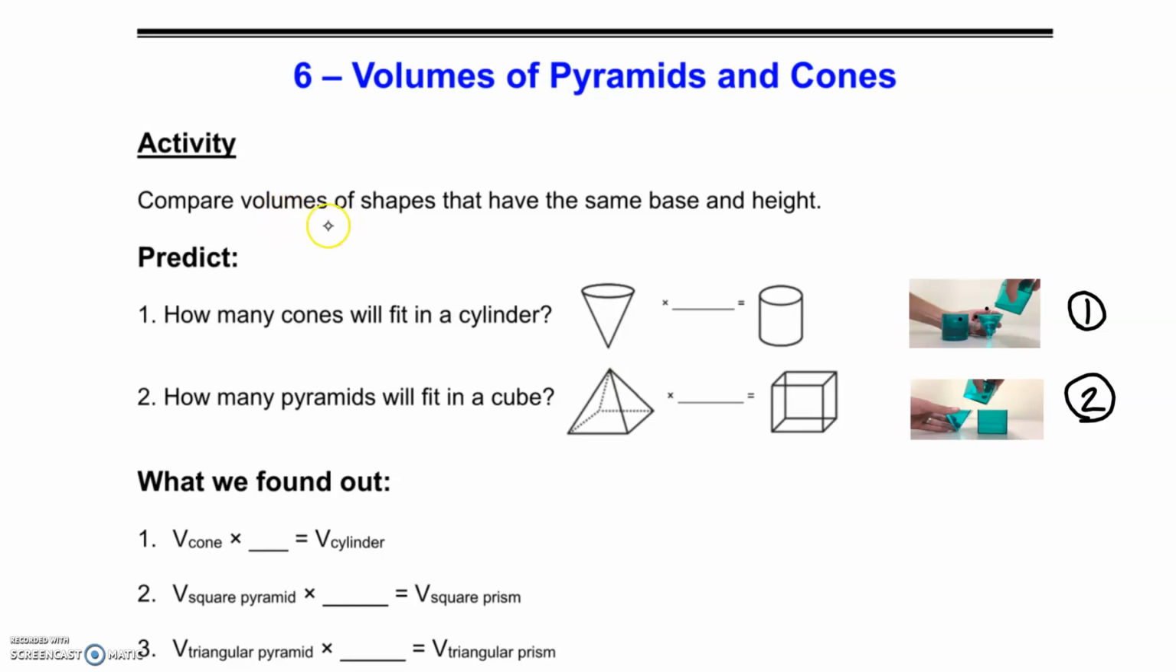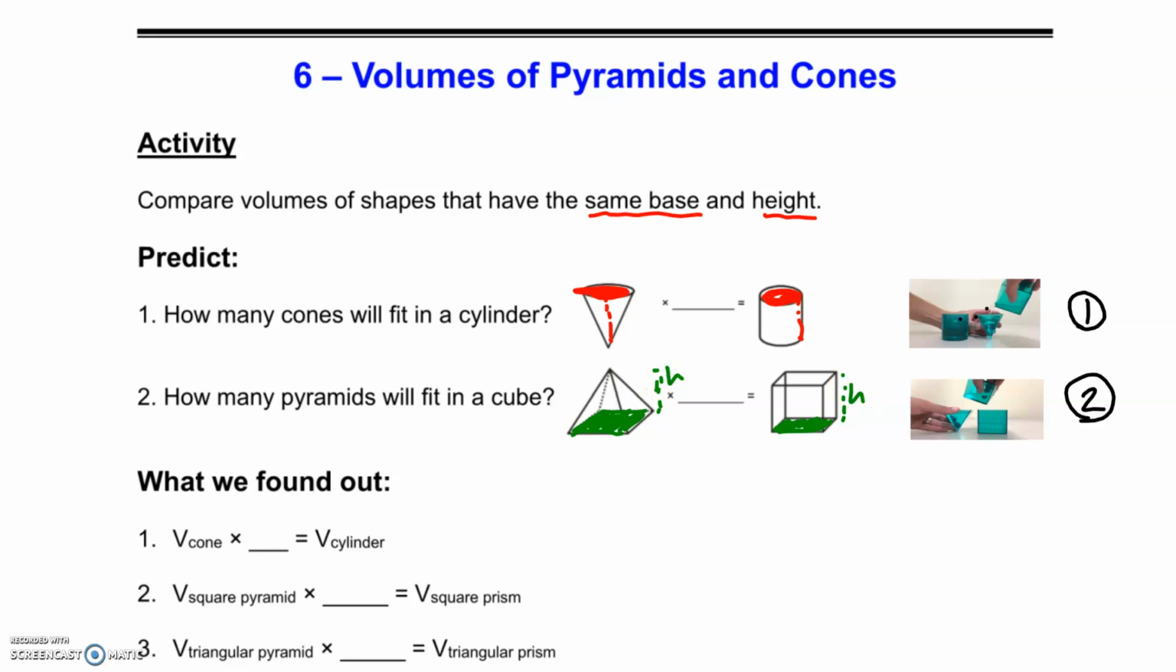And the purpose was to compare volumes of shapes that have the same base and same height. So the cone that you saw had the same base as the cylinder, and they also had the same height. And you would have seen how many cones it takes to fit in a cylinder. And then we did the same thing here with the square-based pyramid. The base of the pyramid is the same as the base of the rectangular prism, and they also have the exact same height.